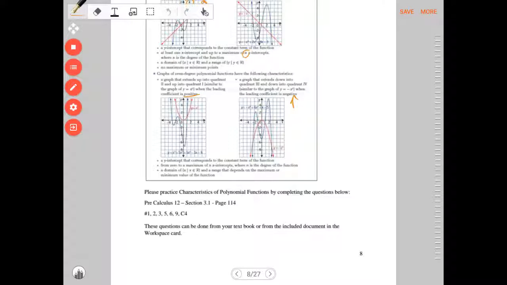Okay, so we're done section 1 here. I want you guys to practice. This is chapter 3 in your textbook, so section 3.1, starting on page 114. There's a few questions, and you can do more. These questions can be done right out of your textbook, or you can print the workspace card. Again, I encourage you to print the workspace card because then you can write all over the paper. I don't want you writing in your textbook, obviously. Remember, the answers are in the back of your textbook, so you can check as you go.